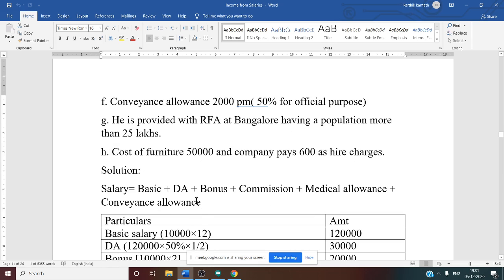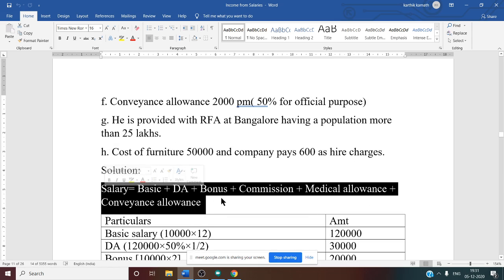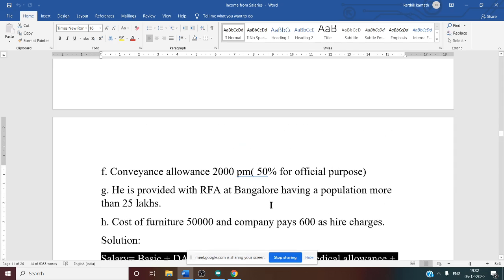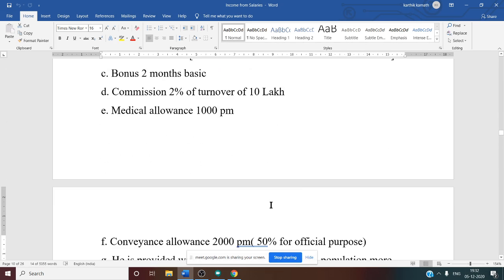First thing we want for RFA calculation, what do you mean by salary? Salary means here basic plus DA plus bonus plus commission plus medical allowance plus conveyance allowance. In short, salary means basic plus any addition to the salary. Any addition means bonus, commission, and all the taxable allowances. Here medical allowance is also taxable, conveyance allowance is also taxable. So everything comes under salary.